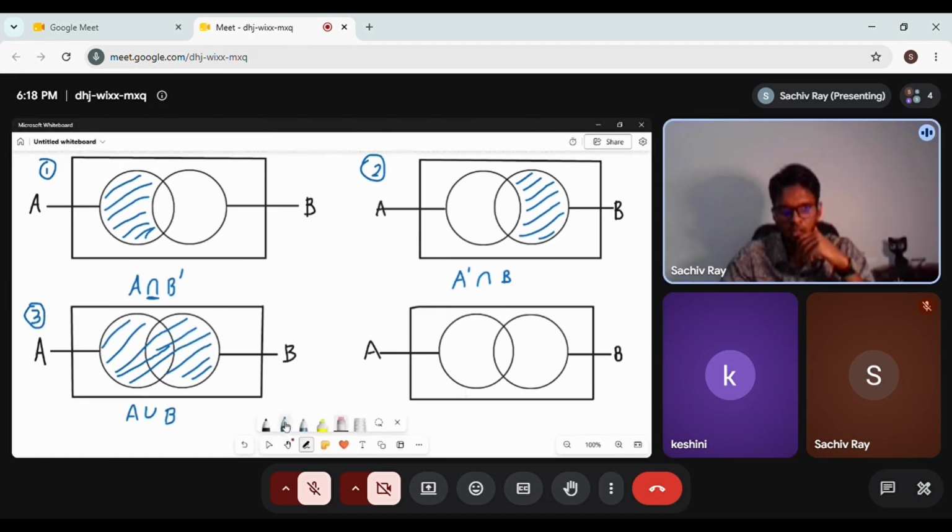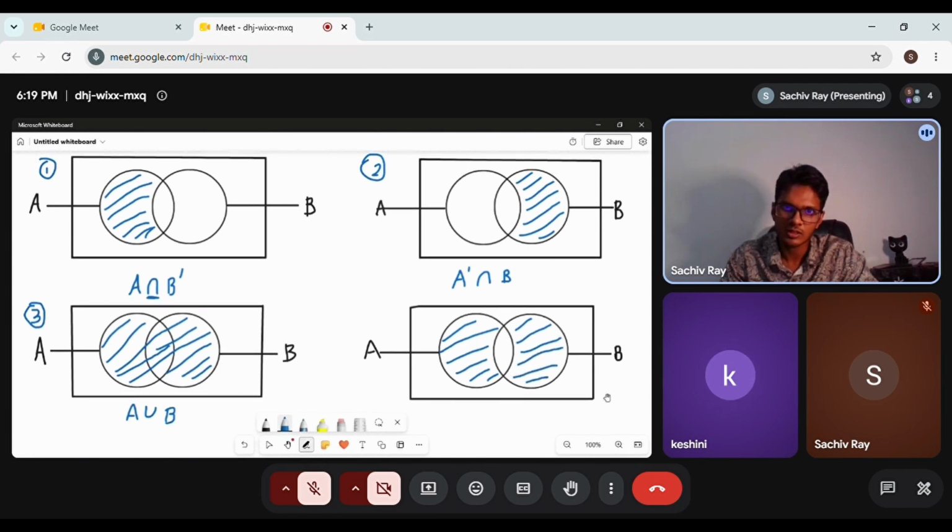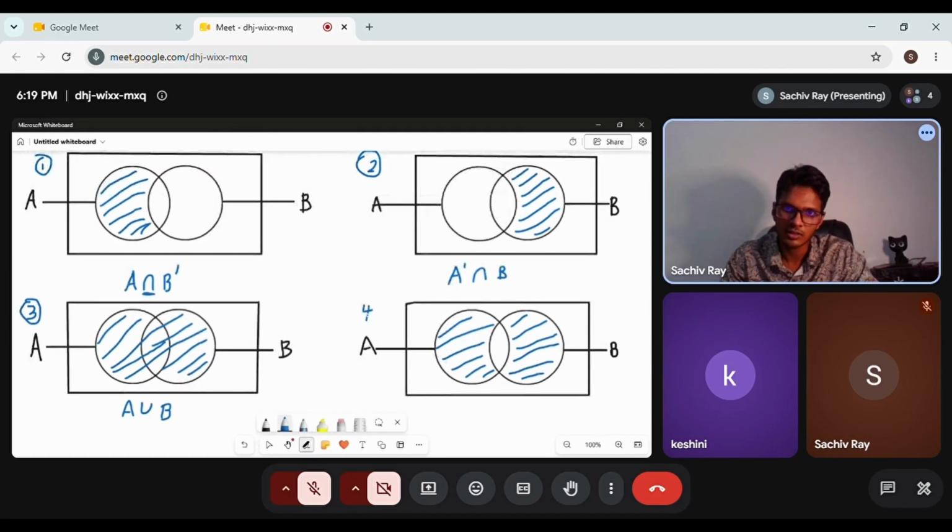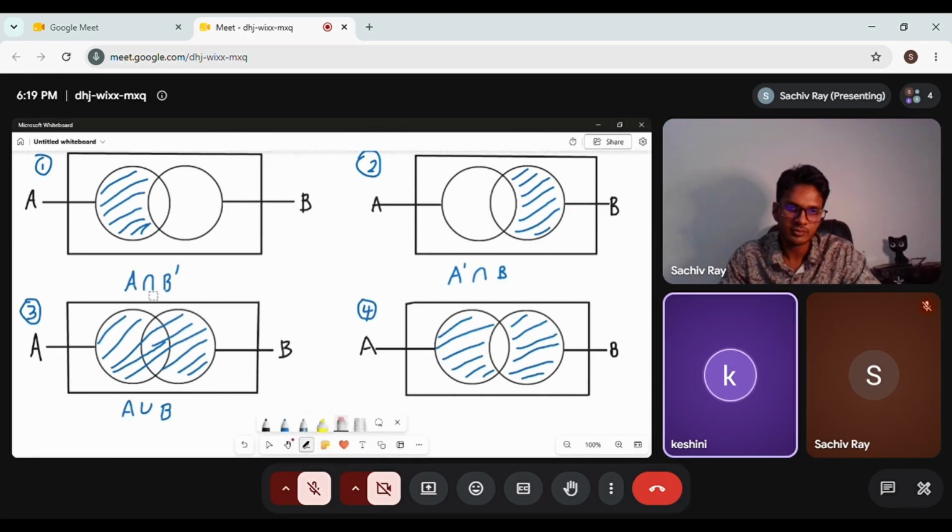Now you tell me. Now you have 1, 2, and 3. Using this, we can get a combination like this. See, this part is colored. This part is not colored. This part is also colored. This is a mix of all three here. What do you call this? How can you name this?